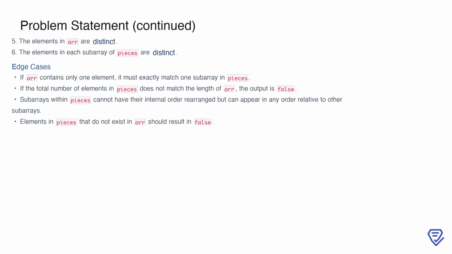Finally, let's review some important constraints and edge cases. The elements in ARR are always distinct, and the elements within each subarray in pieces are also distinct. If ARR contains only one element, it must exactly match one subarray in pieces. If the total number of elements across all subarrays in pieces does not match the length of ARR, the output must be false. Additionally, any subarrays in pieces that contain elements not present in ARR will lead to a result of false. These details ensure that the problem's requirements are met and help clarify how to handle edge cases effectively.